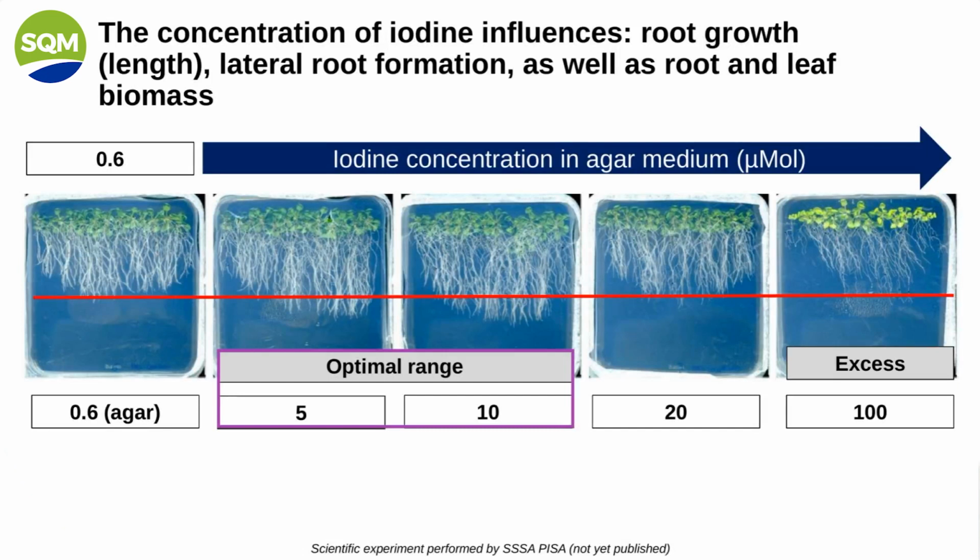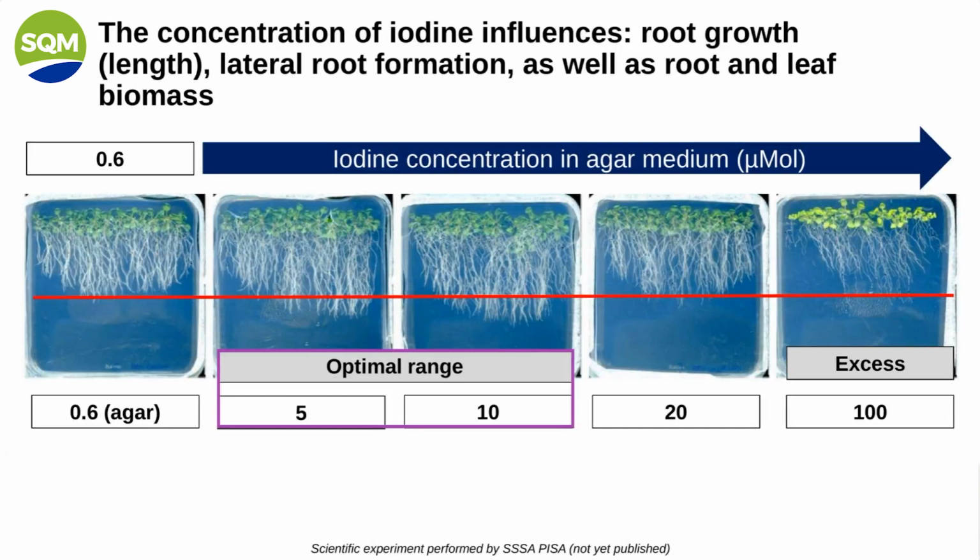Now, normally iodine is added to those media, so a normal medium contains already 5 micromole of iodine per liter. And you see on the left, if you take it out, what remains in the medium is 0.6 micromole of iodine per liter, and the roots are much shorter without iodine. In the optimal range, between 5 and 10 micromole per liter, the roots grow longer, but also it was visible that they develop more lateral roots. Not so much in this picture, but it was well observed.